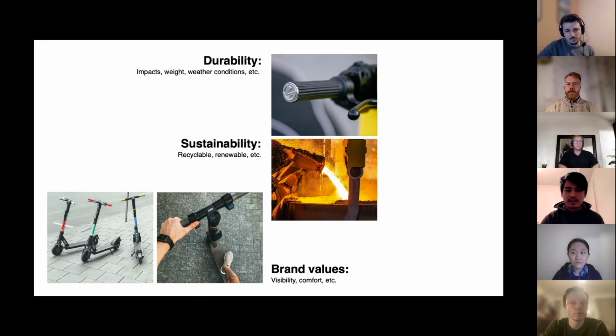Our selection strategy was made by focusing on three things that we thought are most important to any product: durability, sustainability, and brand values.